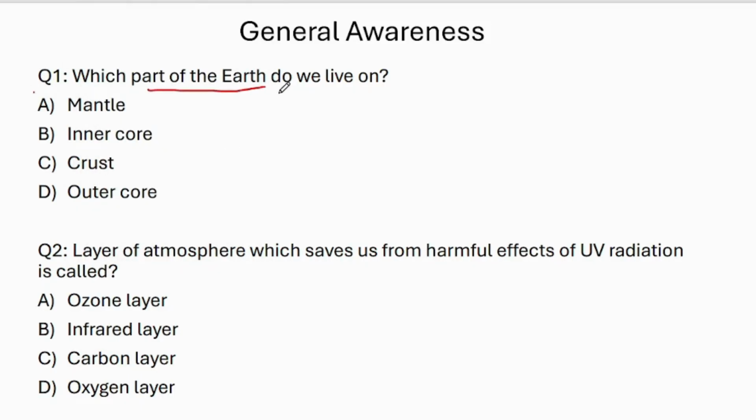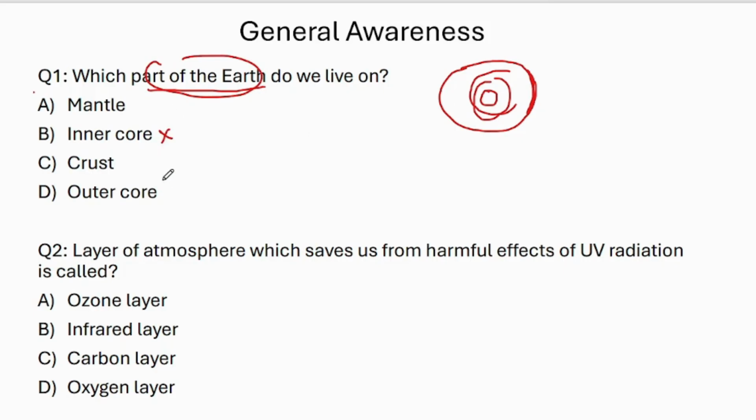Which part of the earth do we live on? If you dissect the earth, the parts are called inner core, after that there is outer core, and then mantle, and then crust. So the question here is, which part of the earth do we live on? Of course, we don't live on the inner core, neither on the outer core, nor at the mantle. This is crust. Crust is the outer part where we live.